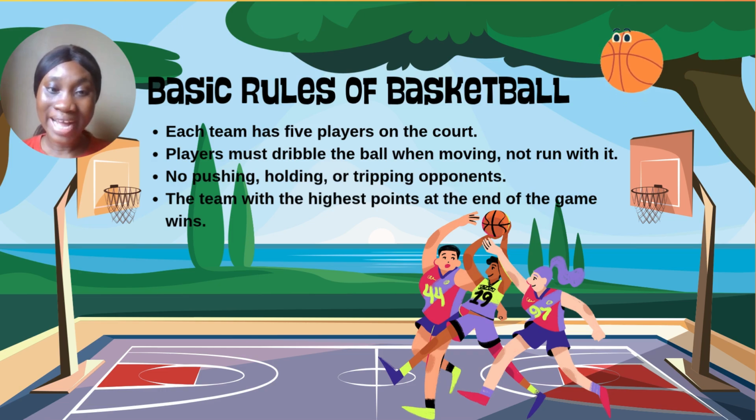There should be a rule guiding every game so that you don't have cheating and foul play. Now, number one, each team should have 5 players. So you can't have team A having 5 players, team B having 6 or 7 players. It's not allowed. So 5 players for team A, 5 players for team B. Number two, you need to dribble the ball when moving. Like I said, you don't just hold the ball and be running. As you are moving, the ball should also be moving in a motion you call what? Dribbling.